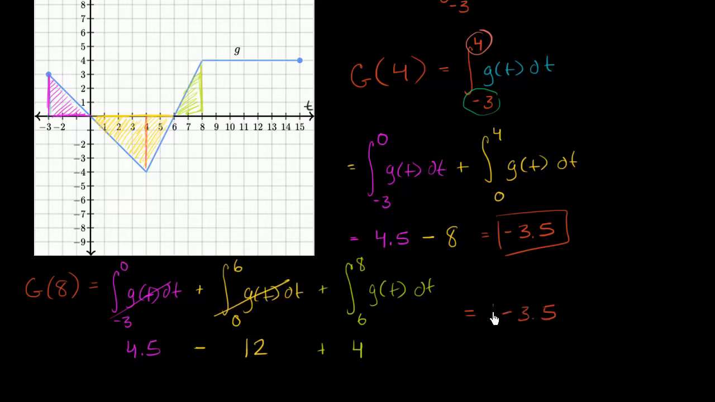Now, why did these two things end up being the same? Well, think about what happened here. When we went from capital G of 4 to capital G of 8, we subtracted this value right over here, and we added this value right over here. And you see that these two triangles have the same area. So we subtracted and added the same amount to get the same exact value.